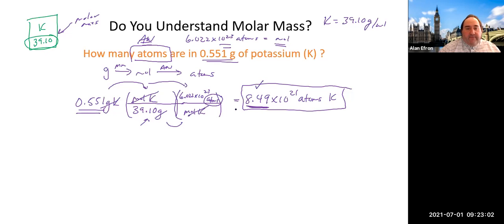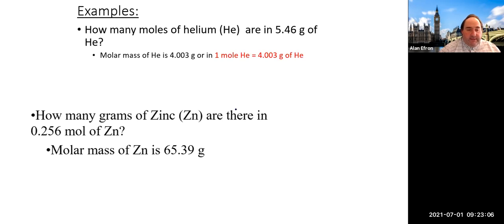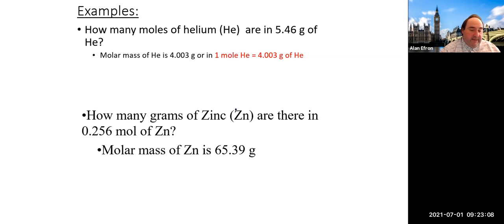All right, let's try a few more here just to make sure. So why don't you try these two? We got to know how many moles of helium and how many grams of zinc.